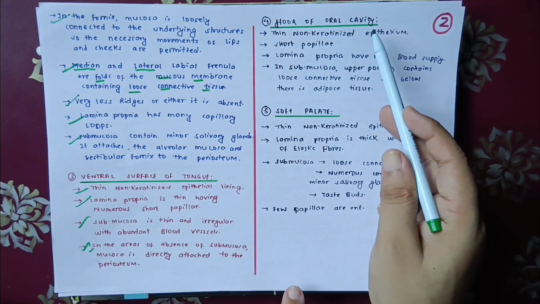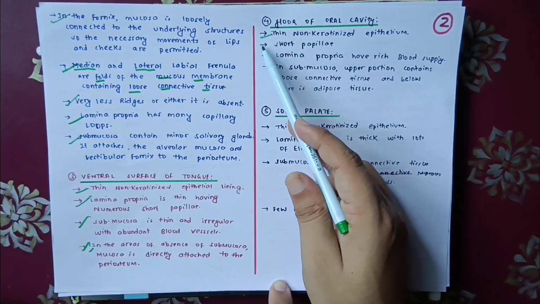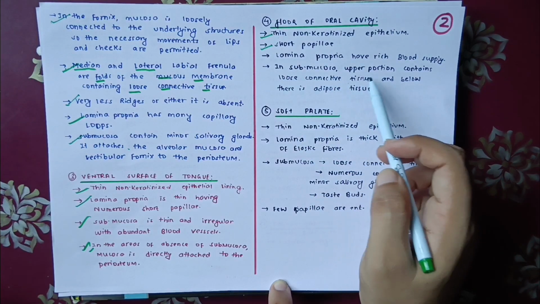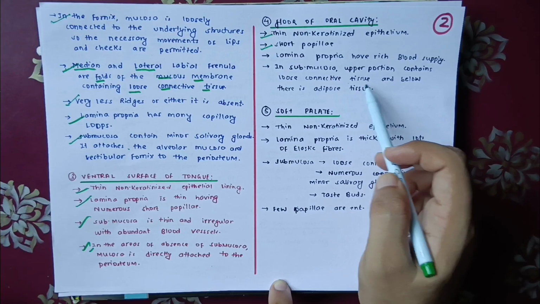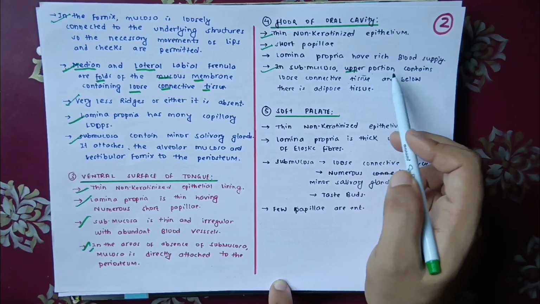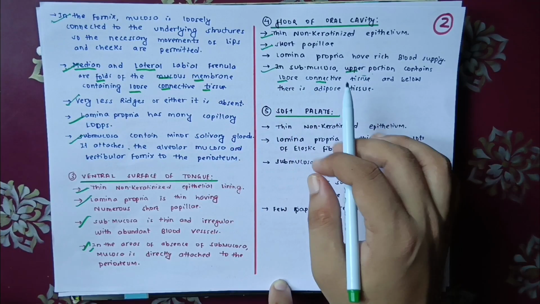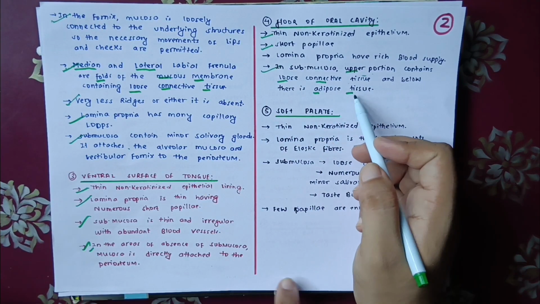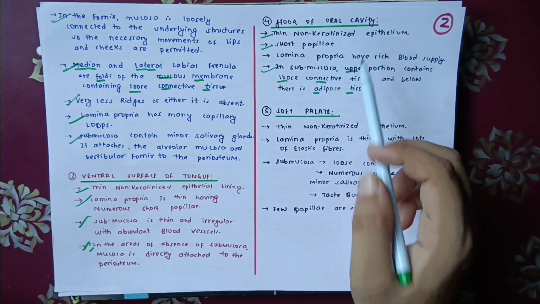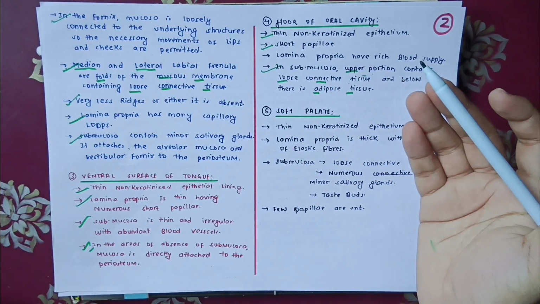Now, the floor of the oral cavity also has thin non-keratinized epithelium and short papillae, and the lamina propria has a rich blood supply. In the submucosa, the upper portion contains loose connective tissue, and in the lower portion we have adipose tissue. If you want to remember this point for the floor of the oral cavity, you can remember this, but you can also write generally.